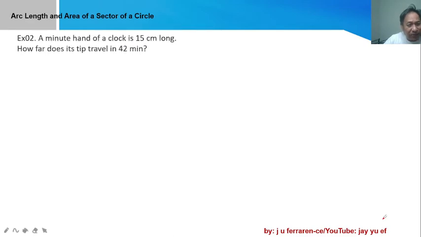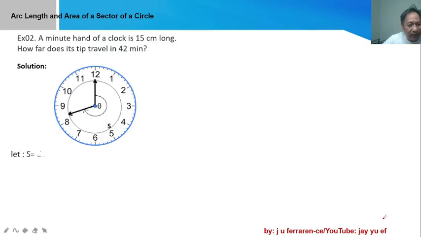Now, in the next example, there is a minute hand of a clock which is 15 centimeters long, and you are asked how far its tip travels in 42 minutes. I need a figure to visualize this. If this is my minute hand, and the minute hand will be moving for 42 minutes, each division here is 5 minutes, another 5 minutes, this is 15 all in all, this is 30 minutes, and that's 40 minutes. So if I have 42 minutes, approximately this is the final position of my minute hand.